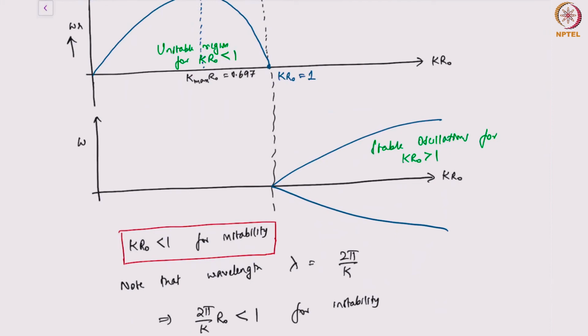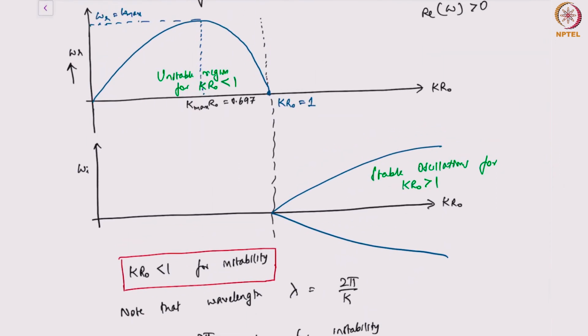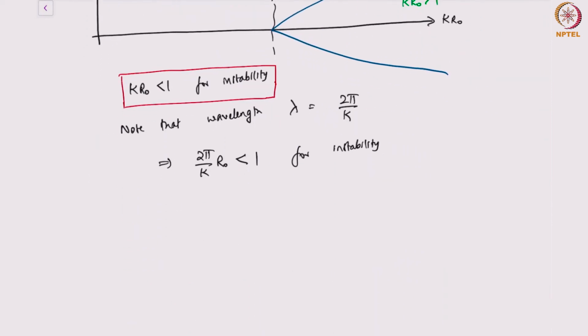We're plotting omega r and omega I, the real and imaginary parts of omega. We are interested in regions where omega r is greater than 0, right? It's real, and the real part is greater than 0. That happens for k r naught less than 1. If I write it in terms of wavelength, we have 2 pi by lambda, where lambda is the wavelength, and therefore lambda should be greater than 2 pi r naught for instability.